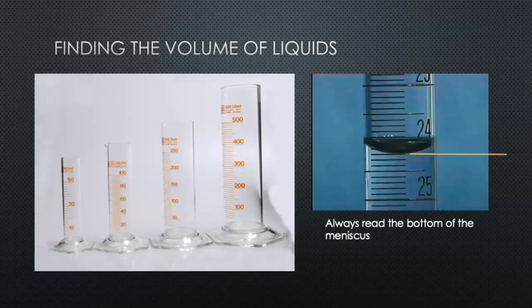When you're finding the volume of a liquid, a good instrument to use is this thing right here. It's called a graduated cylinder. And when you are measuring the liquid, it's always best to read the amount using the bottom of this little dip right here. This is called the meniscus. And we always use the number that's at the very bottom of that meniscus.